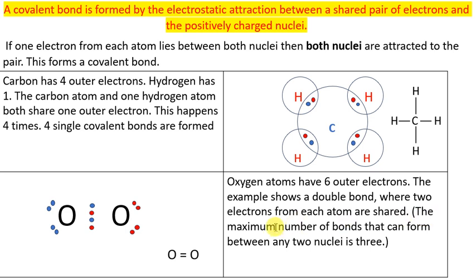At this stage, the maximum number of bonds that can form between any 2 nuclei is 3. And again, I can simplify the diagram I've drawn with electrons shown in blue and red by writing below 2 oxygen atoms with a double bond, 2 lines drawn between them.